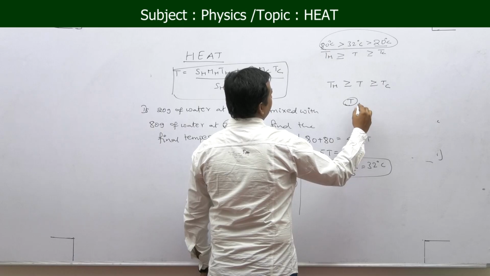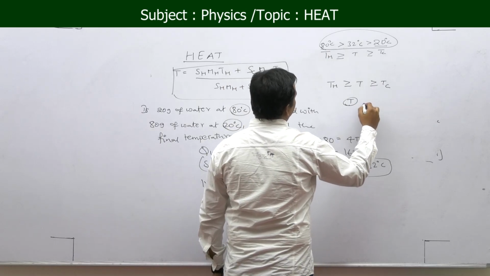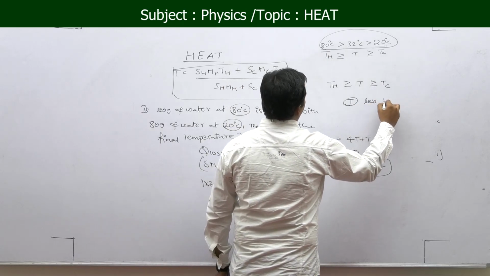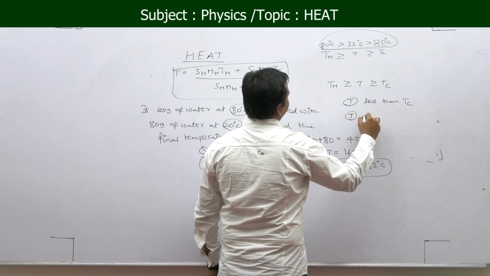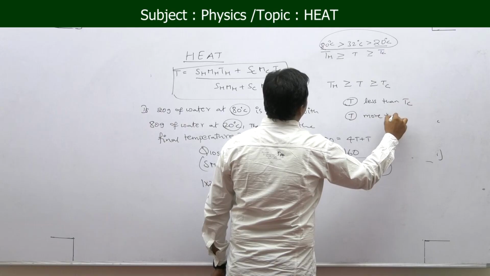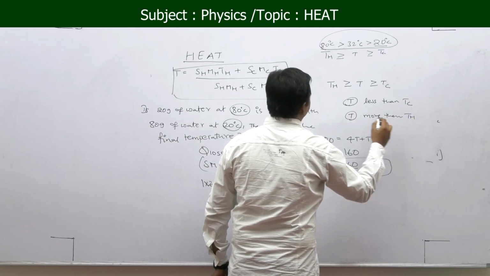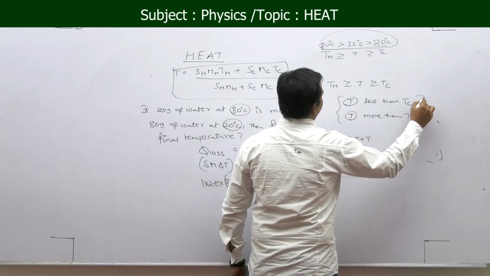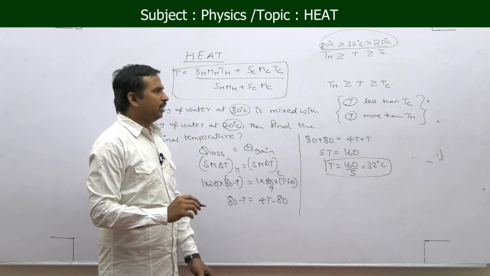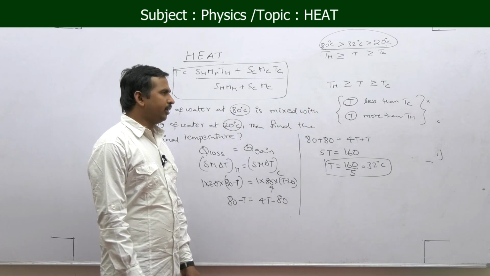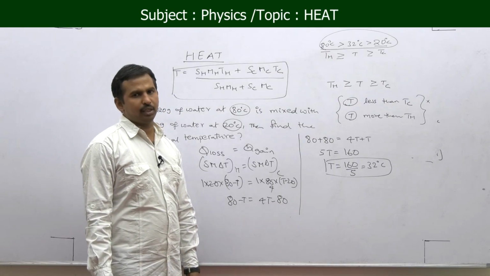T can never be less than Tc, and T can never be more than TH. It won't happen. T never be less than Tc and T never be more than TH, that is.